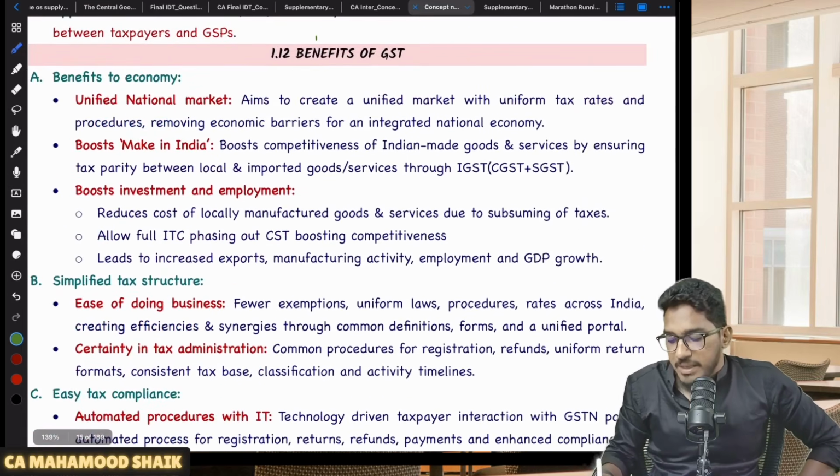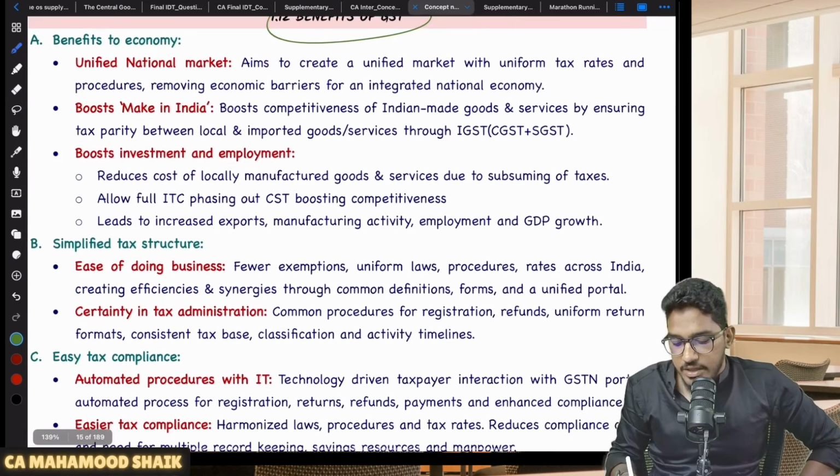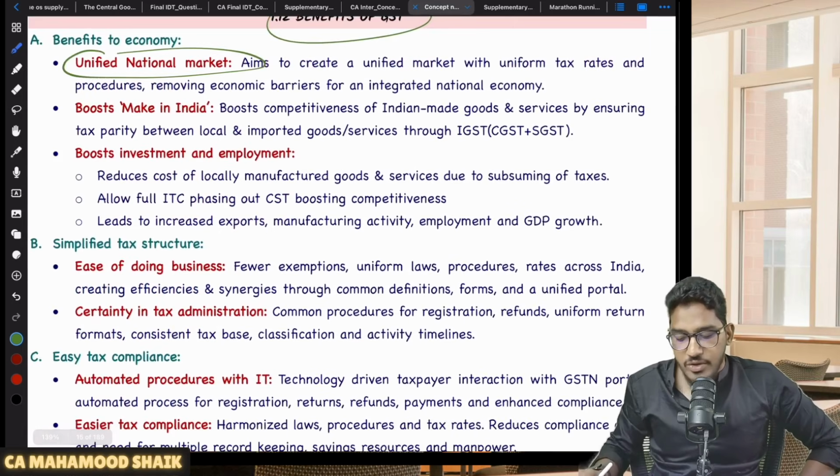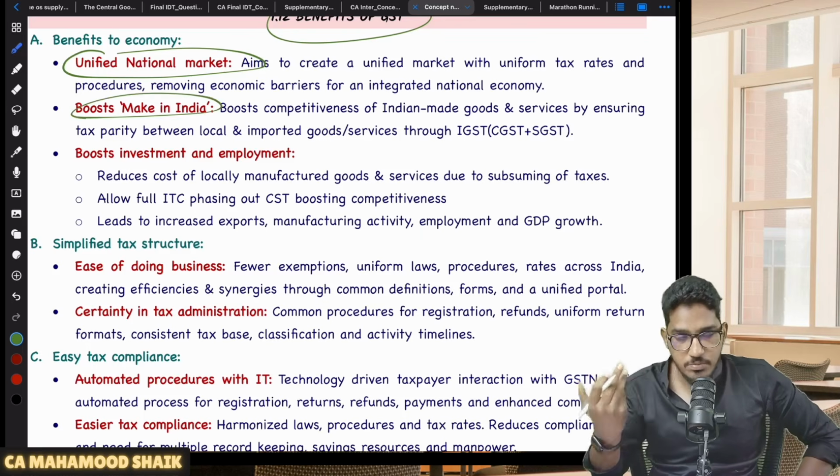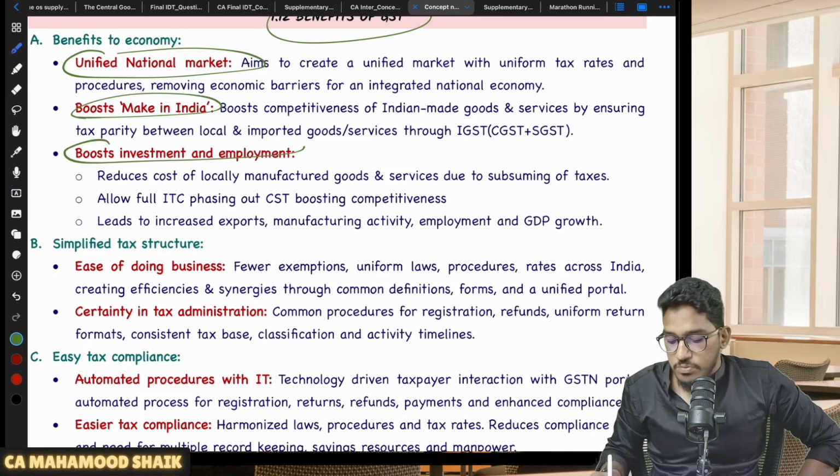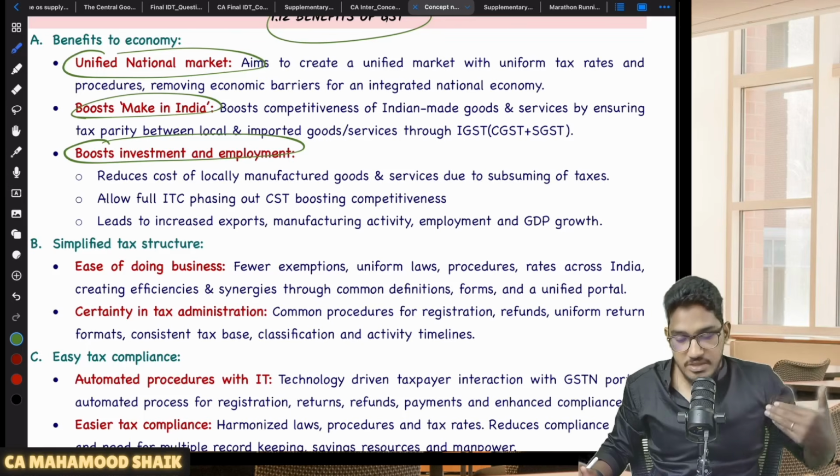Next, sir, what are the benefits of GST system? This you can have a quick look at it. What are the benefits to the economy? It will lead to a unified national market. It will also boost up the Make in India initiative. It will also boost investment and employment. More investment will start flowing into India.